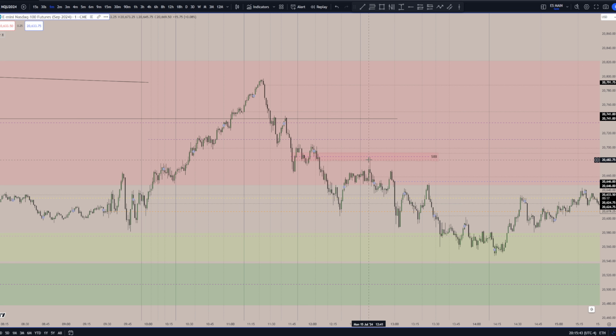I sent it in the chat, in the quant chat. I'll send it in here actually in a bit. But we were able to catch some shorts down to these lows.